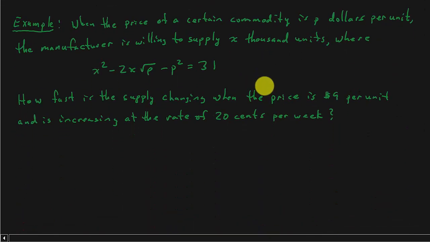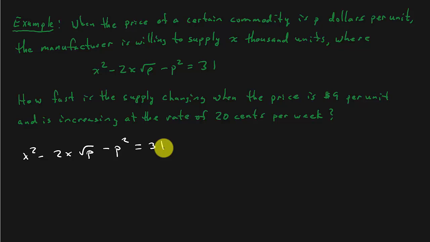Okay, so this is our last problem here. It says, when the price of a certain commodity is P dollars per unit, the manufacturer is willing to supply x thousand units, where x squared minus 2x square root of P minus P squared equals 31. How fast is the supply changing when the price is $9 per unit and is increasing at the rate of 20 cents per week?